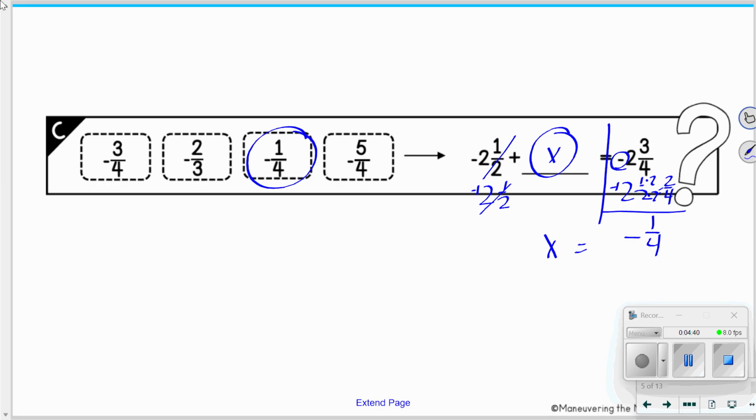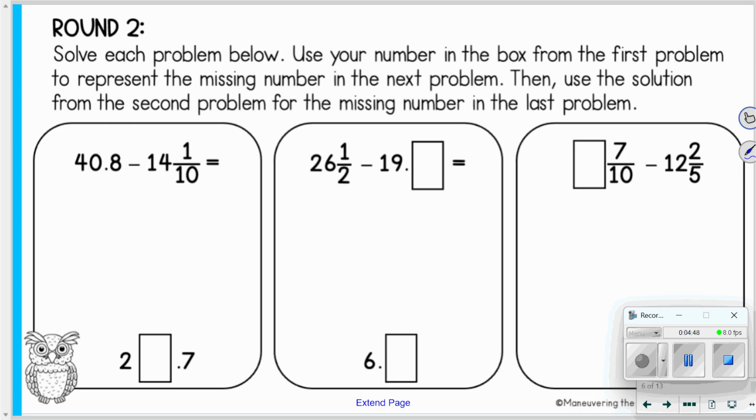Questions on any of those three? Okay, so we're doing a competition today. We'll go ahead and take our scores. Okay, on this one, reading your instructions is really important. You're going to solve each problem below. Use the number in the box from the first problem to represent the missing number in the next problem.